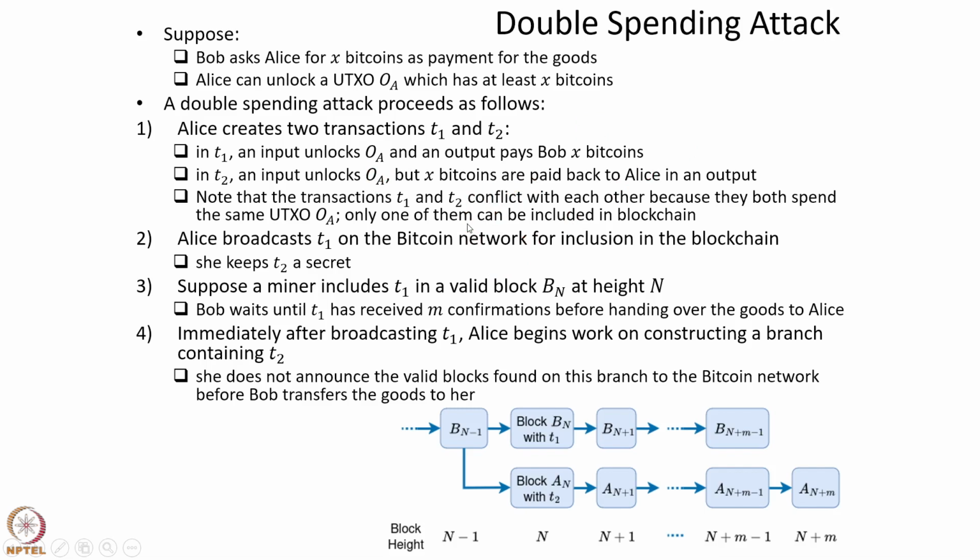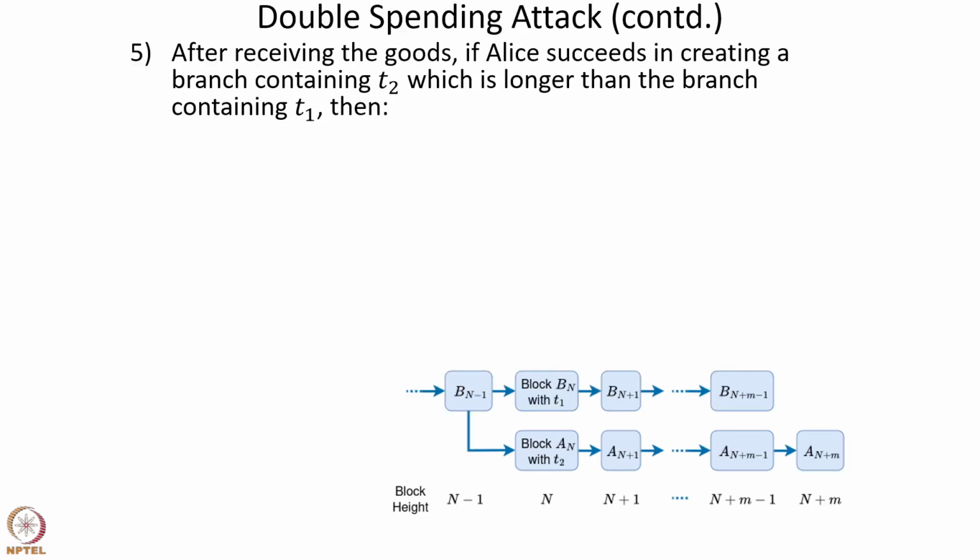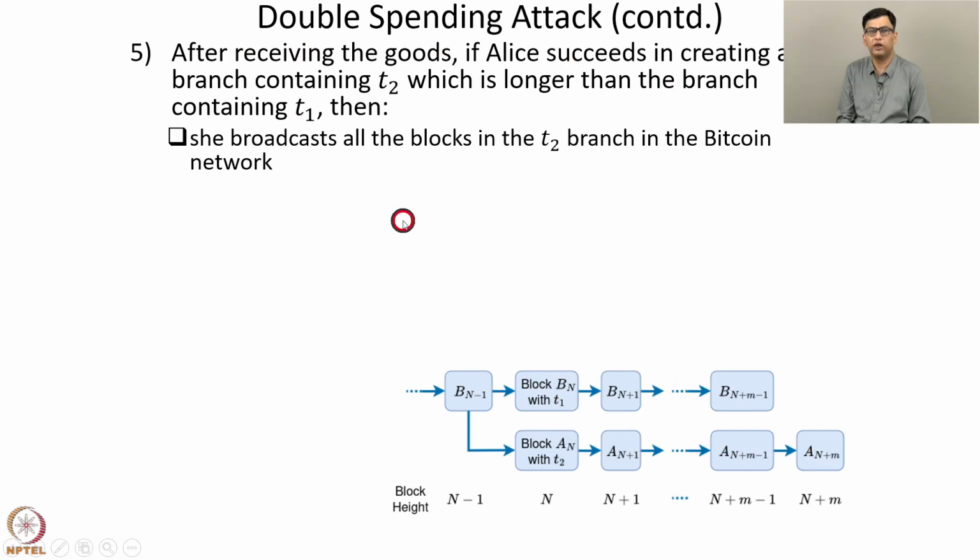What is the next step in this double spending attack? After receiving the goods from Bob, if Alice succeeds in creating a branch containing T2 which is longer than the branch containing T1, as shown in this example, where we can see that the branch containing T2 is longer than the branch containing T1, then Alice broadcasts all the blocks in the T2 branch in the Bitcoin network.